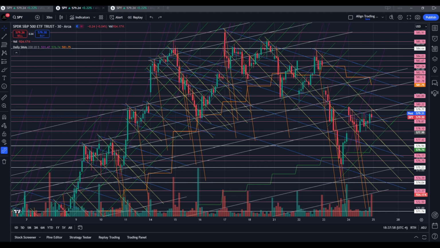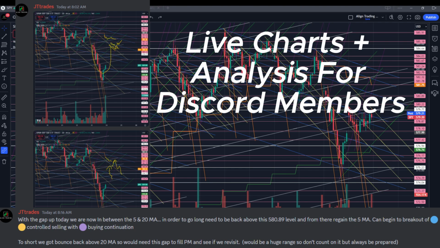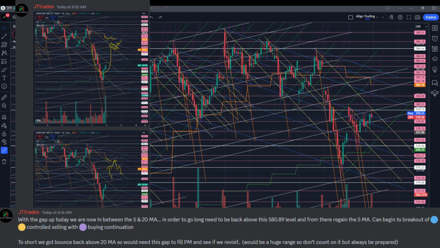Going over today's SPY recap and live analysis before taking a look at what to be watching into tomorrow. So first thing here in the morning in the pre-market brief for Discord members, I explained that with the gap up, we now need to be watching as we are between the 5 and 20-day moving averages. You can see we have the 5 and 20 here, and that we need to be back above 580.89 if we are looking to go long.